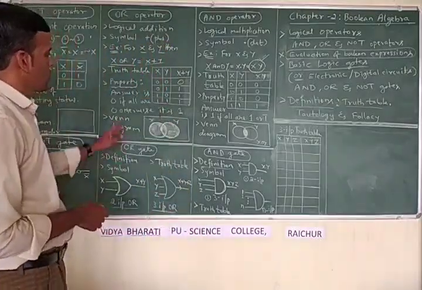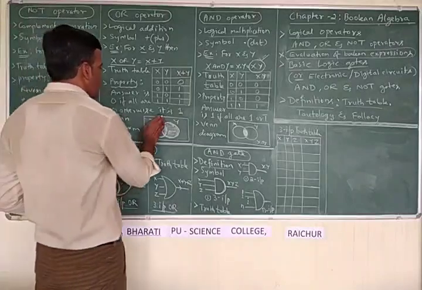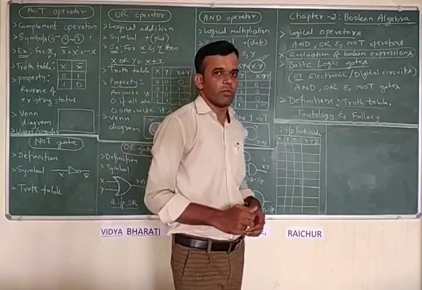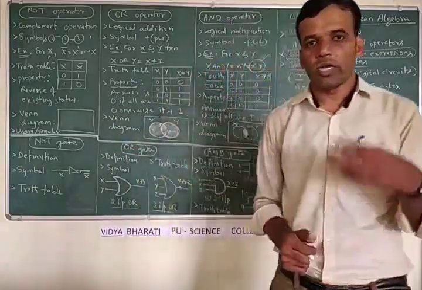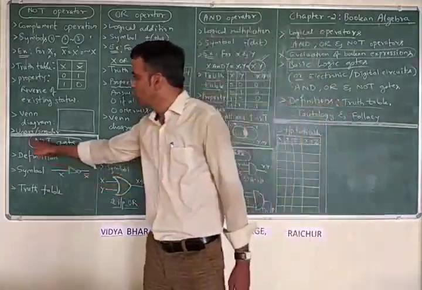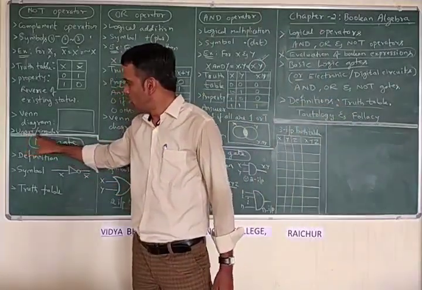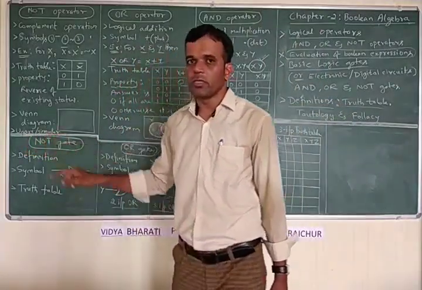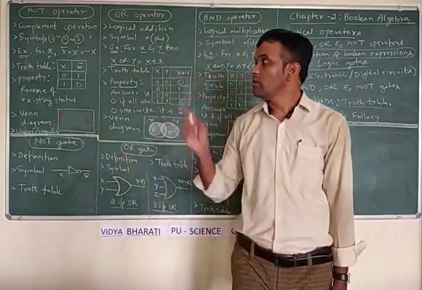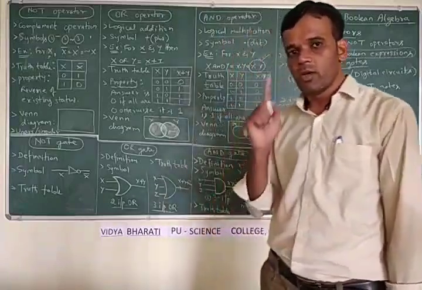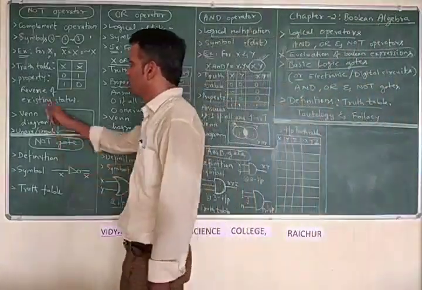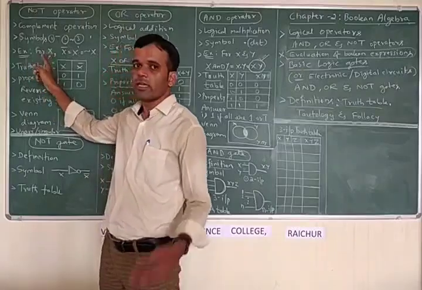Now coming to the NOT operator. The NOT operator is a bit different because it operates on only one operand. So it is a unary type. Here I have written unary or singular. Remember unary or singular, because the NOT operator operates on only one operand, so we are considering only one variable like x.